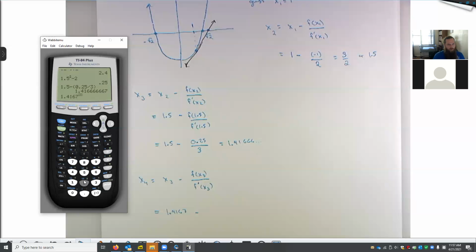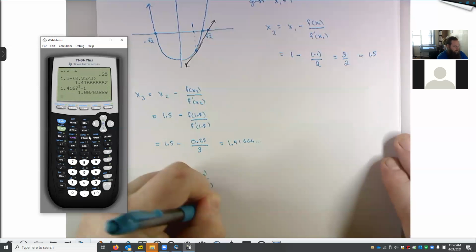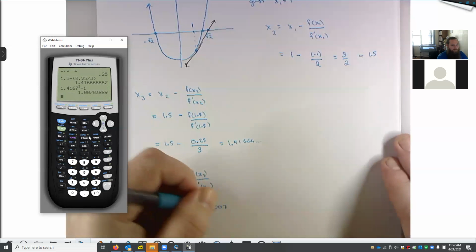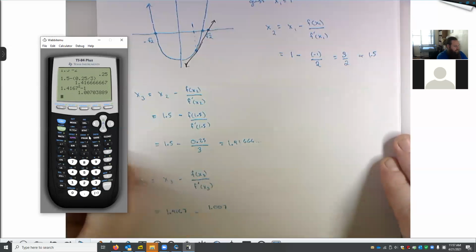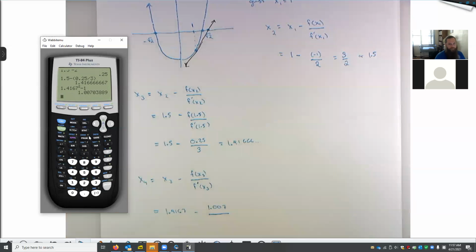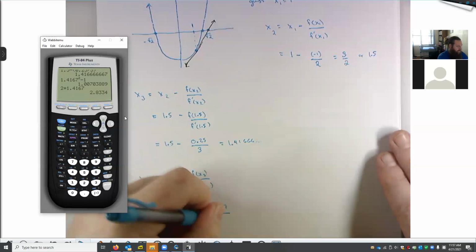1.4167 squared minus 1. That's f of x3. And then I'm going to divide. So this is 1.007. I'll leave it rounded there. Divided by f prime of x3, which is just x3 times 2. So that's 2 times 1.4167. That's what goes downstairs here, 2.8334.